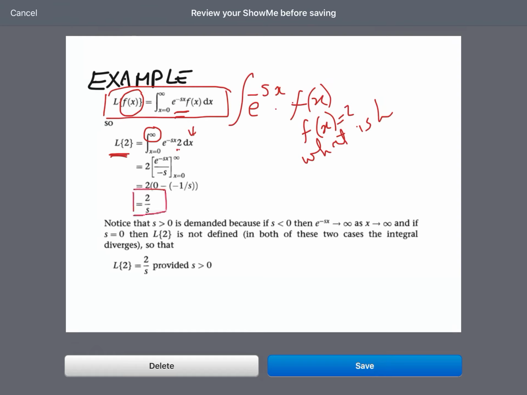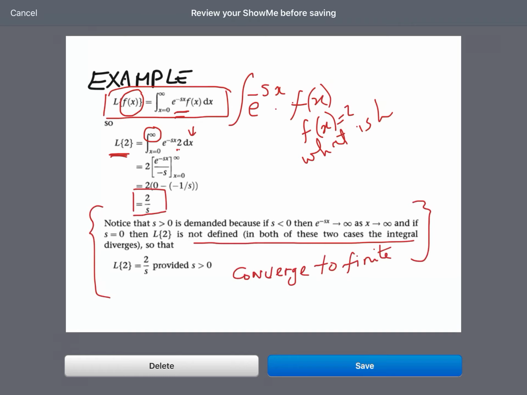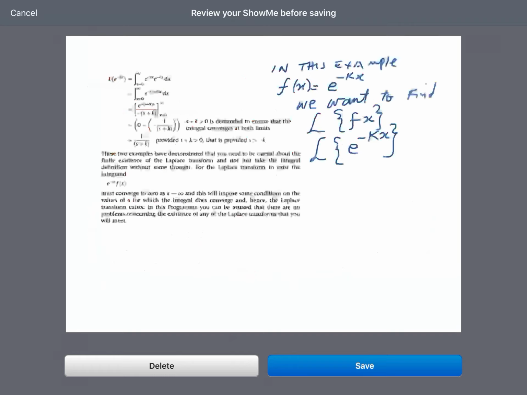Just pay attention to the condition here. The integral must converge to a finite value, and that's what it says basically here. So s has to be greater than 0. Now we can do another example just to make this more clear.